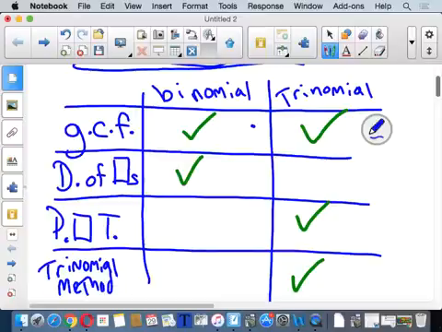Now, if I have a trinomial, three terms, the first thing I'll do is try the GCF. Then I'll check to see if it's a perfect square trinomial, and then finally I'll use the trinomial method. If all those fail, I know it's prime.